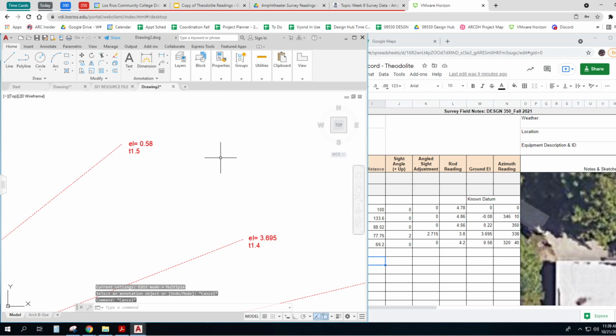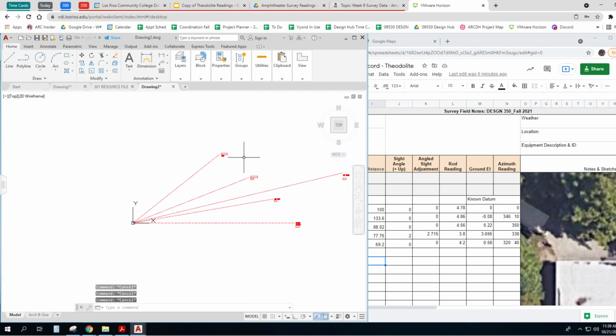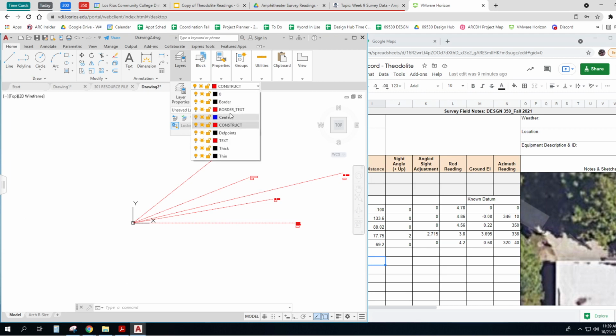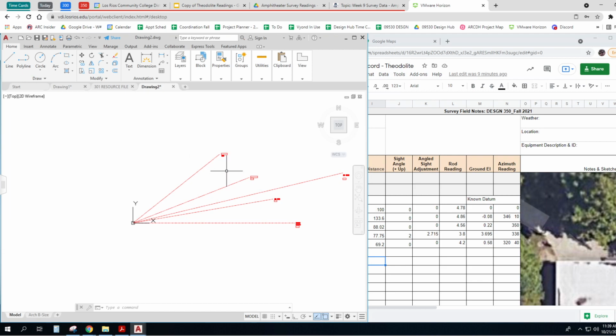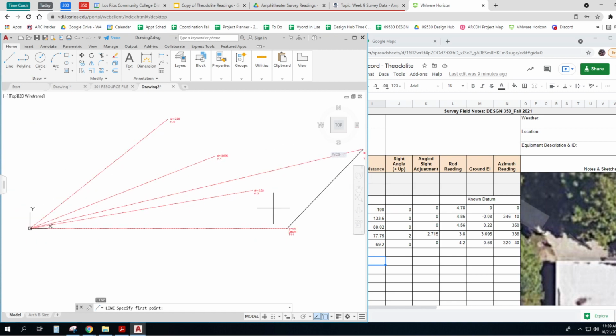So let's go ahead and do a little bit of work now. Just because I know what this site was, I'm going to put my, didn't I do C prop? I'll just put it on my thick layer. So I'm going to draw a line between these two endpoints. And then I'm going to draw a line. That's not too far off.